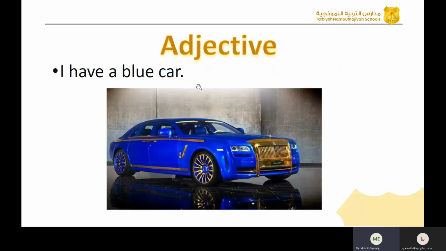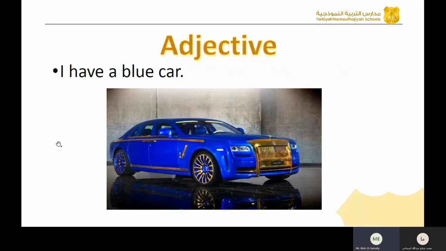The second example we have today, I have a blue car, and this is my car, by the way. Of course not. If I had the money for the price of this car, I would do many things.